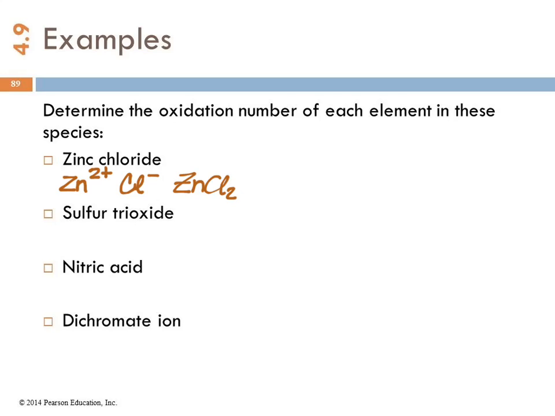How do we determine the oxidation states of these monatomic ions in a compound? It's just equal to their charges, right? So zinc will be +2, and chloride will be -1. And the charges add up to 0, which is the charge on the overall compound.